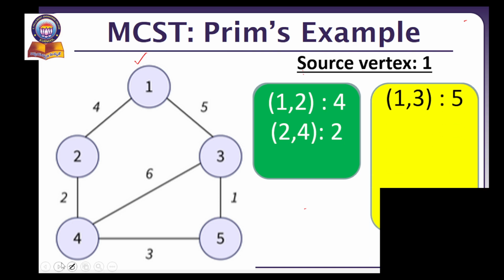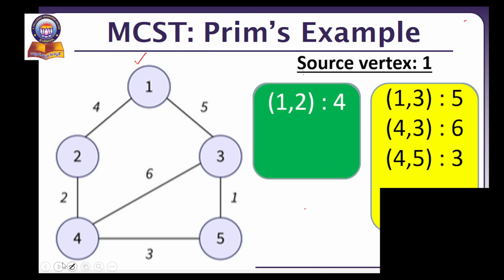In this particular fashion, we'll be exploring the other vertices which are yet to be explored. And out of these, what is the minimum? The minimum is 4 comma 5 with the cost equal to 3. So take that into the solution set.